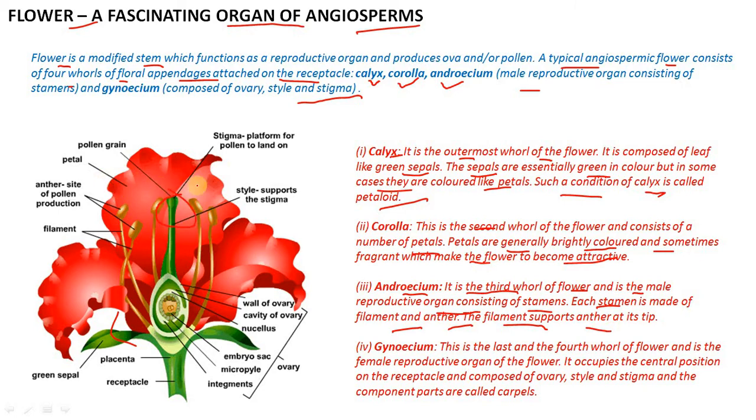And the gynoecium, this is the last and the fourth whorl of the flower and is the female reproductive organ of the flower. It occupies a central position on the receptacle and is composed of ovary, style and stigma, and the component parts called the carpels. This is the female reproductive organ, as you can see.